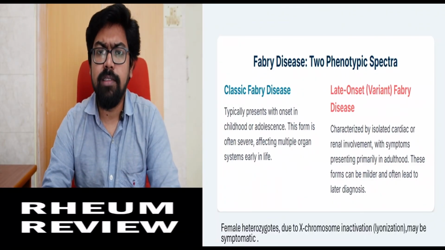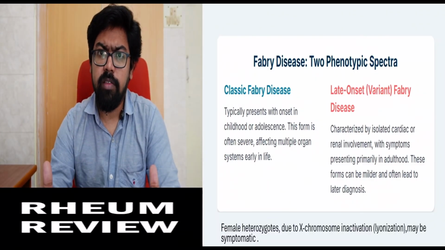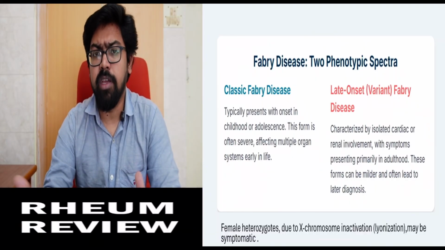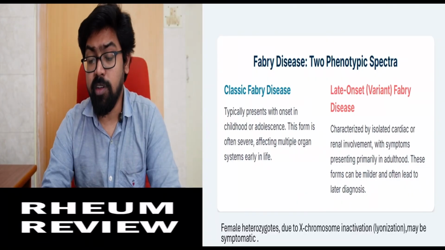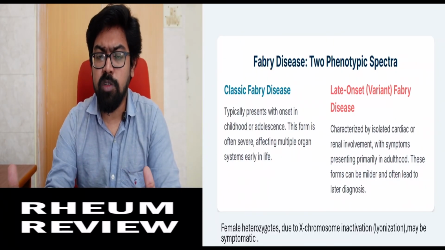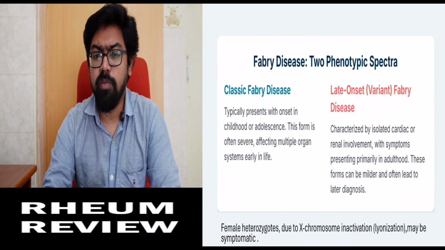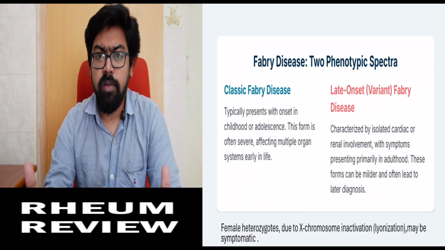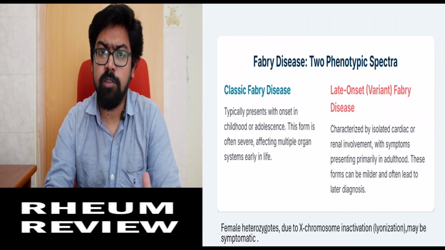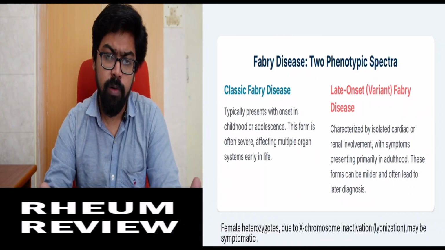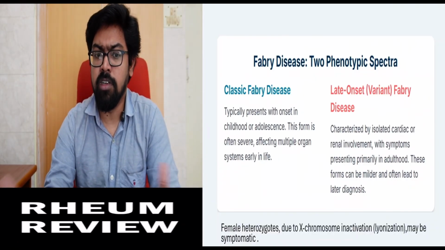So usually Fabry's occurs in male children. So a question arises: can females be affected by Fabry's disease? Of course, through a process known as lyonization. Lyonization is a process in which one of the X chromosomes gets inactivated. Usually females have XX chromosomes, of which one X chromosome gets inactivated due to lyonization, causing this genetic mutation to have a pathogenic effect in the body.